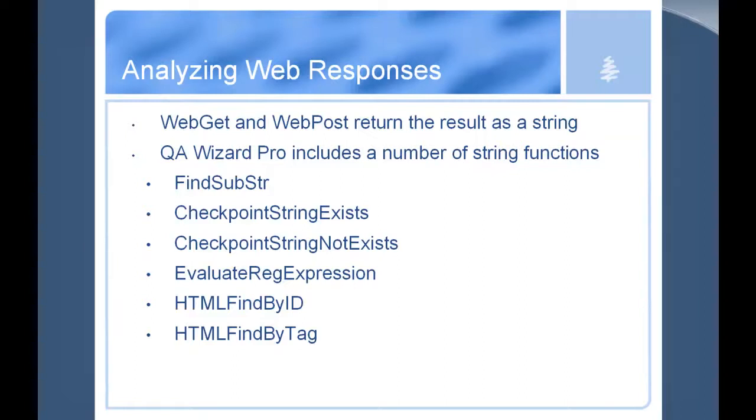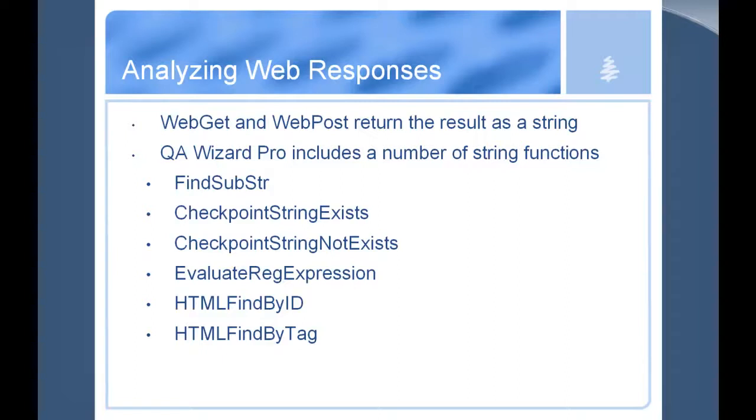So for example, you might use checkpoint string exists to make sure that the welcome string is there, because you want to fail right then. But you might use checkpoint string not exists to look for your failure message, to make sure that it doesn't exist there. So you would look for the string "failure returned by server" because that's what you display to the user.